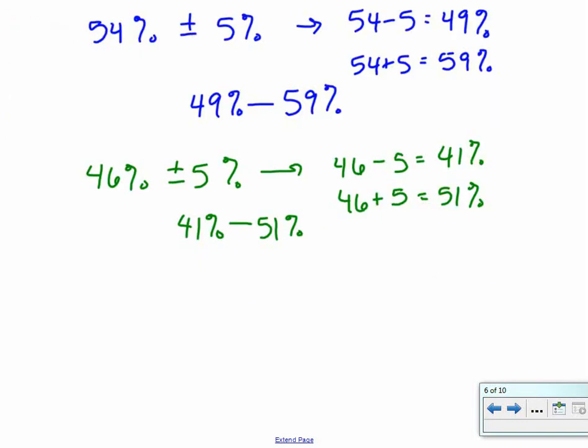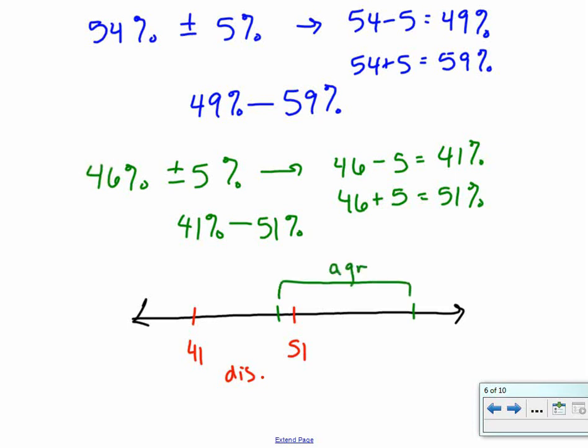Now you'll notice that these percents overlap. If I look at this on a number line, from 41 to 51, disagree, and from 49 to 59, agree, this overlap tells me that this survey is not reliable. If I have a reliable survey, then the margin of error should never overlap. So because I have an overlap here where students can both disagree and agree, that would make this survey not reliable.